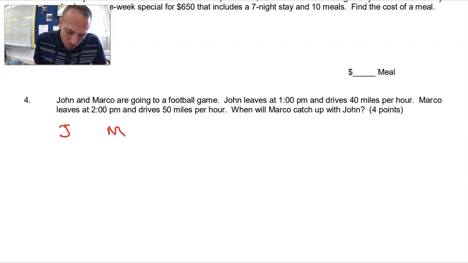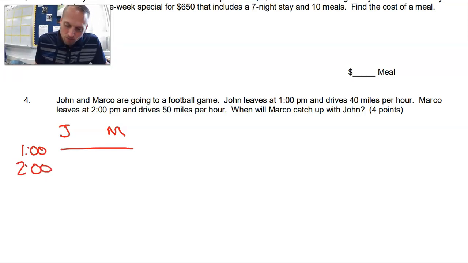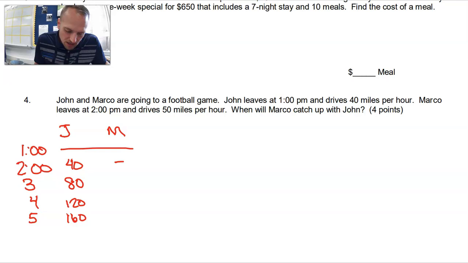John and Marco. At 1 o'clock, neither one has gone anywhere. By 2 o'clock, John has traveled 40 miles. Marco still hasn't left. At 3 o'clock, John has traveled 80. At 4 o'clock, John has traveled 120. At 5 is 160. At 6 o'clock is 200. At 7 o'clock is 240.